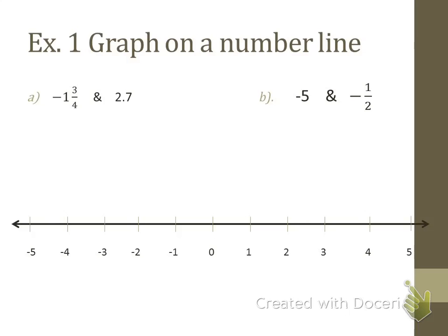So, in the first one, A, I've got negative 1 3/4 and 2.7. Anytime you have numbers that are differently written, like for instance, a fraction and a decimal, my suggestion to you is the easiest way to compare them is to either make both of them a decimal or both of them a fraction. In this case, I think it would probably be easier to make it a decimal because what is negative 1 3/4 as a decimal? Zachary? Negative 1.75. Perfect. That way I can easily see the difference between the two of them.